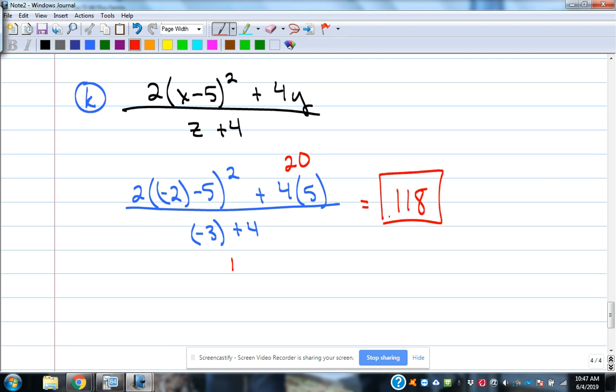which is correct because this is going to be 7 squared is 49 times 2 is 98 plus 20 is 118 over 1. Technically it is a fraction, but you don't have to write it if it's over 1. You don't have to write the fraction form out of that. All right.